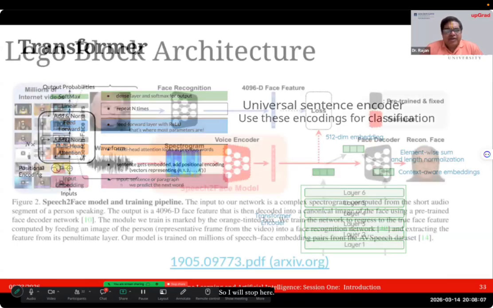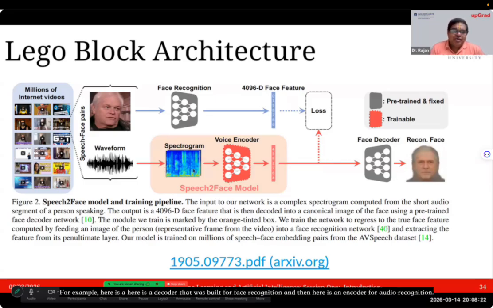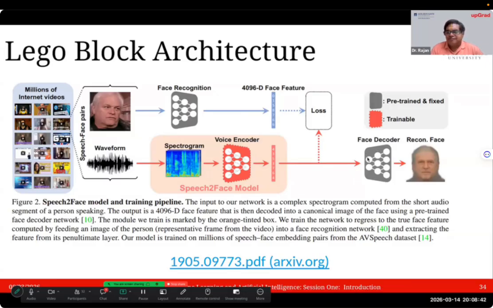So I will stop here. I think this is the last slide. I was talking about how we can take one encoder, send it to a different decoder, and then we can have something very different. For example, here is a decoder that was built for face recognition, and here is an encoder for audio recognition. You take the encoding from the voice encoder as input, and give it to the face decoder. Now what do we have? We have audio that now generates human faces.